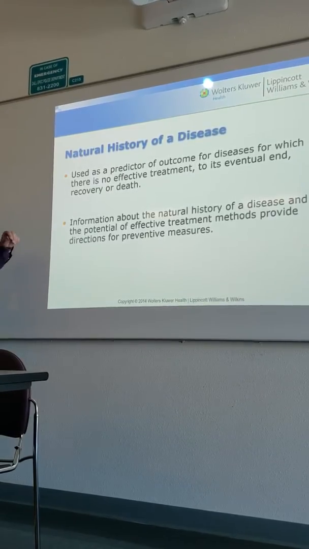So, information about the natural history of disease and the potential of effective treatment methods provide directions for preventive measures. Again, remember, this is all still epidemiology, right? How does the disease progress? Once you know how it progresses, you can start looking at what? Treatment modalities and what? Preventive measures.